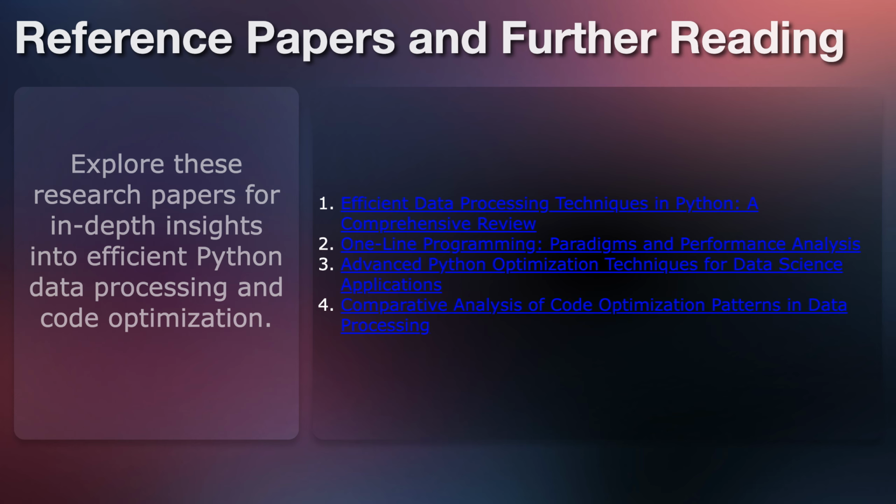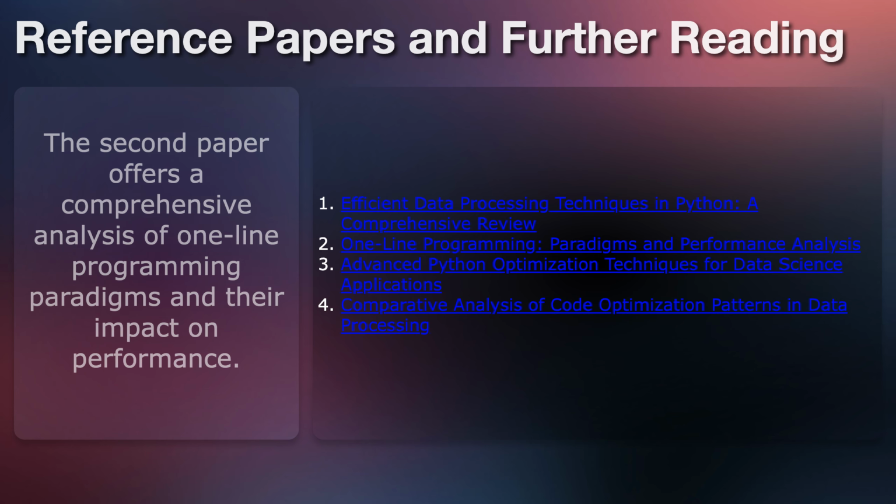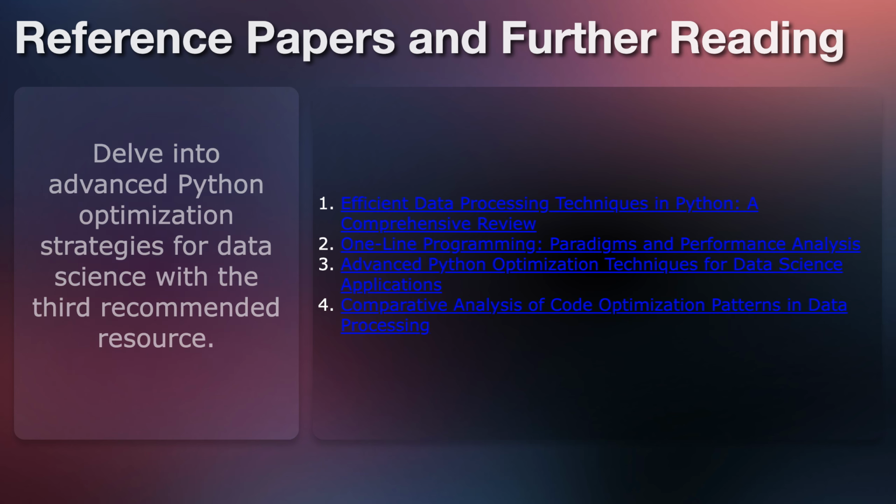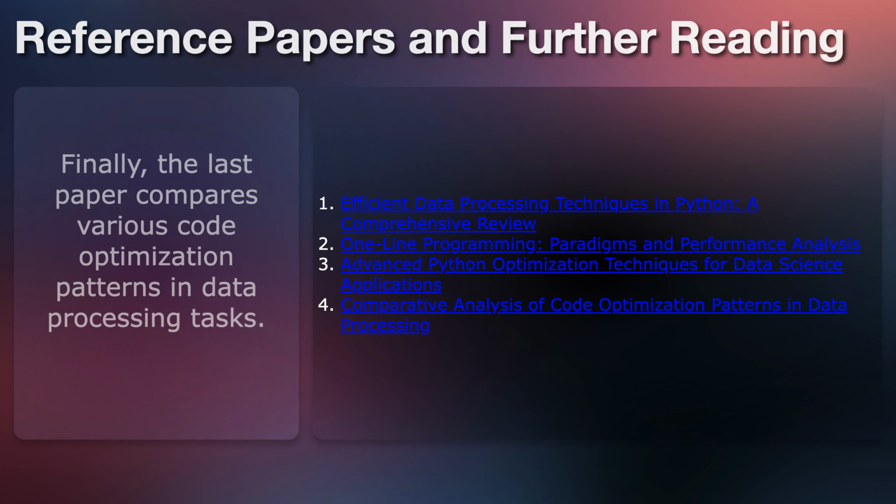Explore these research papers for in-depth insights into efficient Python data processing and code optimization. The second paper offers a comprehensive analysis of one-line programming paradigms and their impact on performance. Delve into advanced Python optimization strategies for data science with the third recommended resource. Finally, the last paper compares various code optimization patterns in data processing tasks.